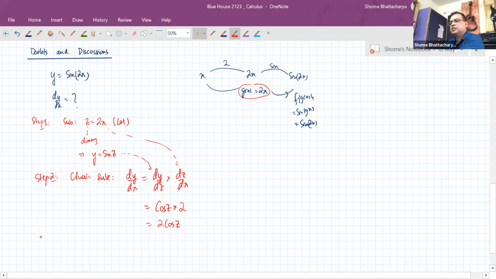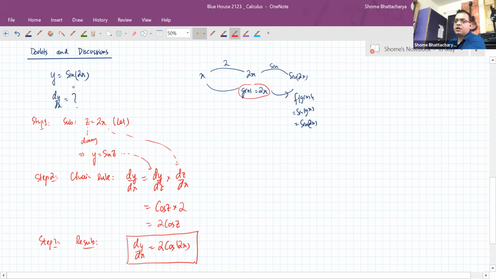And now finally the re-substitution step. Here the re-substitution is very simple. z is just 2x. So dy by dx becomes how much? It becomes 2 cos 2x. So this is one way of doing the question by using the chain rule method.